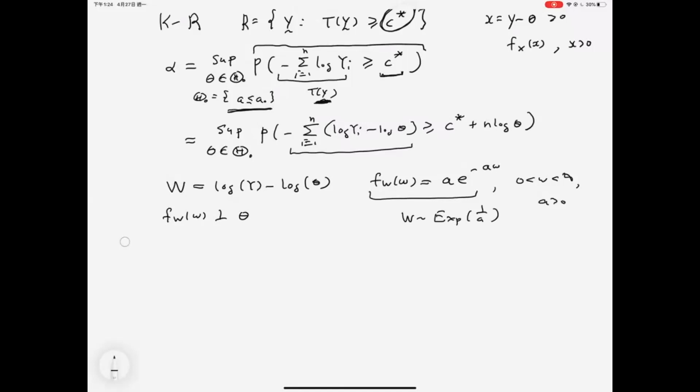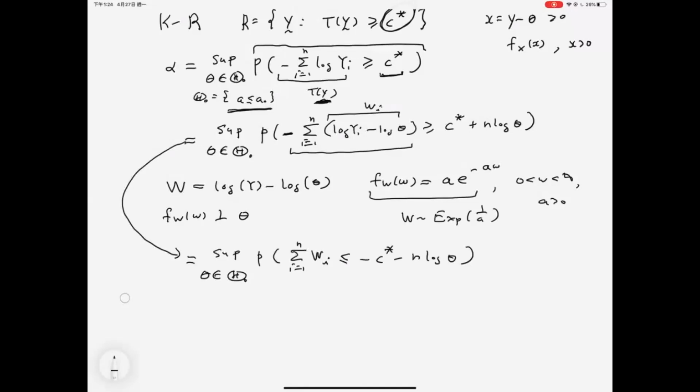Making sense? And then, hold on. I do have a minus term right here, which is tricky. So let me go from here to here. Everything is still the same, theta bigger than theta naught. Then the probability. I want to create the summation from i equals 1 to n of wi, because the inside guy right here is wi. I know that wi follows an exponential. I also know the summation of wi follows what? And then I think I need to change sides. I want to make sure that I did not mess up. I think so. Then I want to switch sides: minus c star, then minus n log theta. Yes.